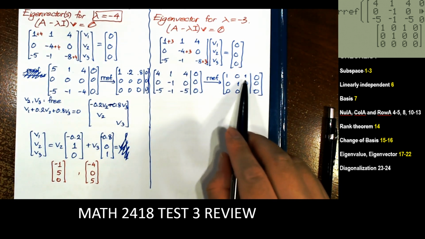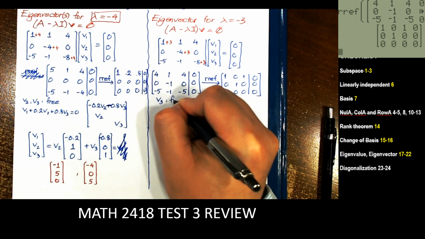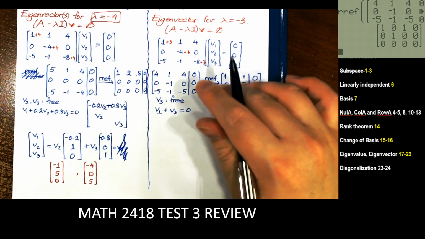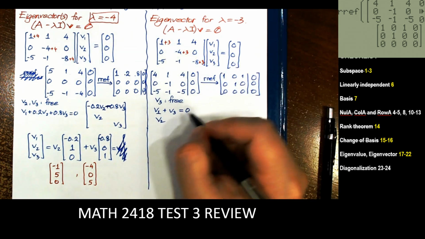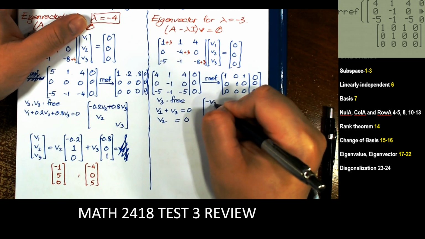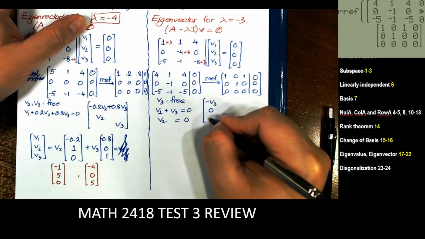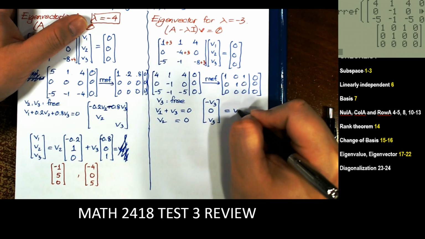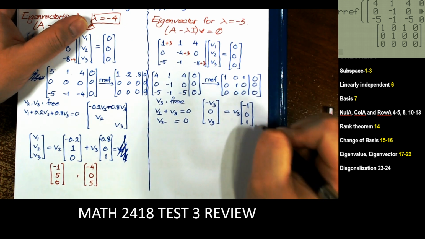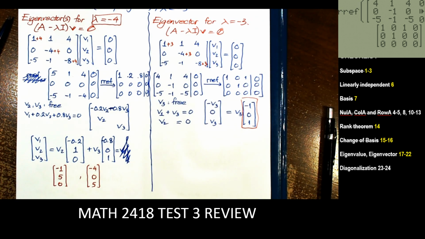Right, so we have 1, 0, 1, 0, 0, 1, 0, 0, 0, 0. Here we see there is no pivot in the third column, so v3 is free. First equation: v1 plus v3 equals 0. And the second one: v2 equals 0. So v1 is negative v3, v2 is 0, v3 is free. Factor out v3, we have negative 1, 0, and 1. So that is the eigenvector corresponding to negative 3.